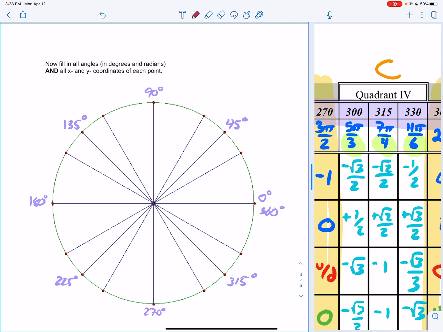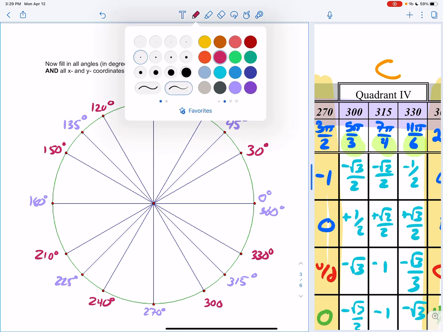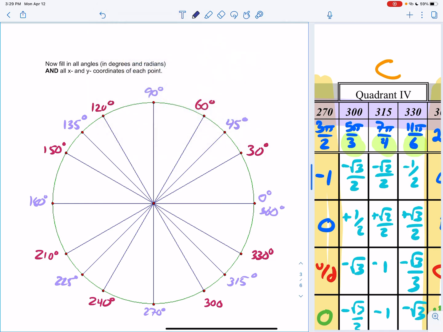So backwards from 90 would be 60 degrees. Forward would be adding 30, so that's 120 degrees. This would be 150, going back from 180. Going forward from 180 is 210. Back from 270 is 240. Forward would be 300. Back would be 330. Forward would be 30. Okay? All right. So now we have radians.